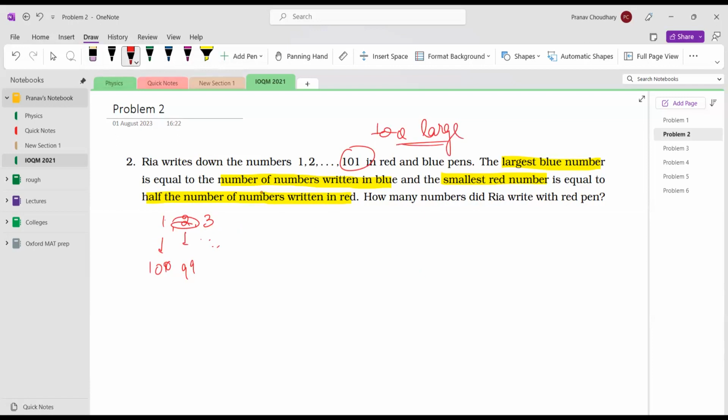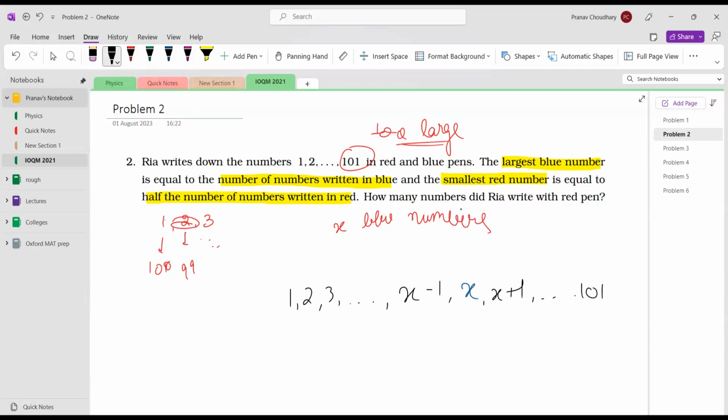So the thing is, we are given the largest blue number is equal to the number of numbers written in blue. So let's say there are X blue numbers. So it's like 1, 2, maybe we can do it in a nicer way. 1, 2, 3, and so on till X minus 1. And then this number is written in blue. X plus 1, and so on till 101.